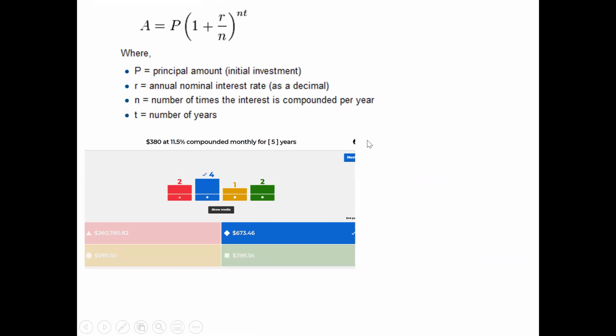All right, let's go ahead and take a look at the next one. This one says you deposited $380 at a rate of 0.115. It's compounded monthly for 5 years. So let's put this into the equation. A equals 380, parenthesis 1 plus 0.115 over 12, to the power of 12 times 5.